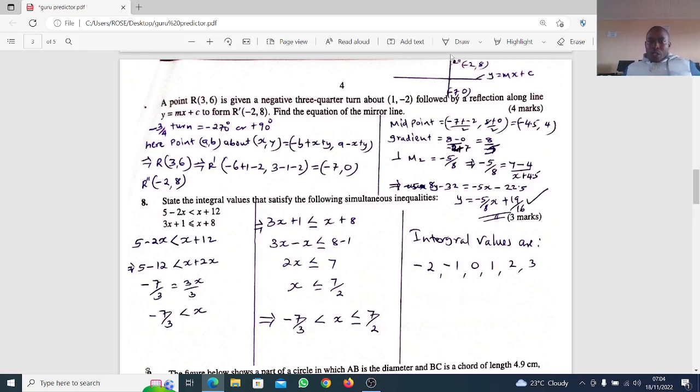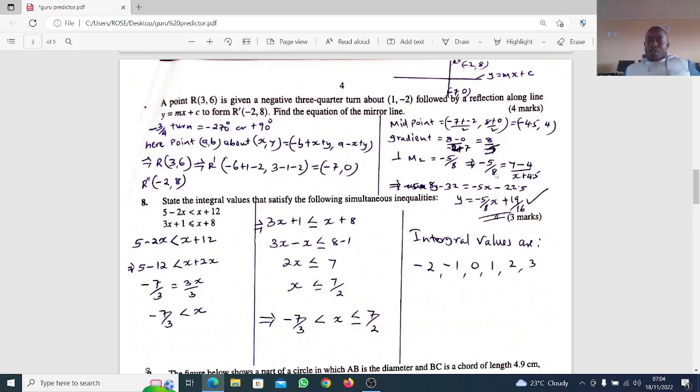So we first find the gradient of the line joining the two points. The gradient becomes (8 - 0)/(-2 - -7), which is -2 + 7, which gives you 5. So 8/5 is the gradient of this line, and therefore the other line's gradient is the negative reciprocal. M2 becomes -5/8, because they are perpendicular.